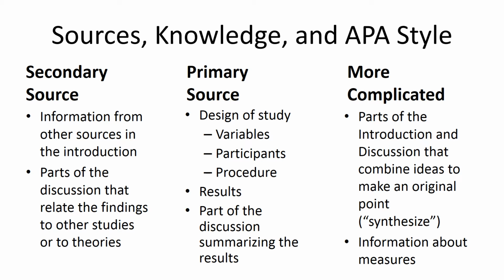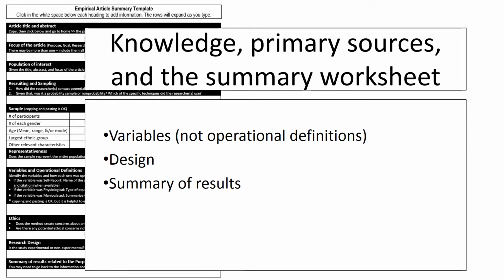It can get complicated, though, because authors do combine ideas in the introduction and discussion sections in a way that makes an original point, a process sometimes referred to as synthesizing. The information about specific measures of the variables is also sometimes from other sources. The information in both primary and secondary sources is helpful, but we're going to focus on applying what you're learning about research methods, so we'll be looking at the portion of the article that's a primary source.